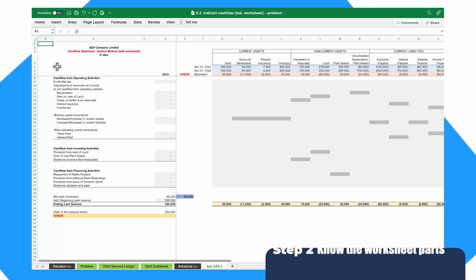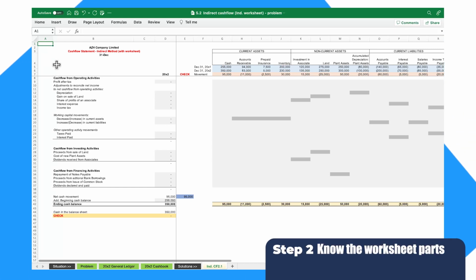For step 2, you need to know the parts of the worksheet tab. I separated this because I wanted to explain in more detail all of the sections that we have inputted in the first step. For this section, you have to bear with me because it will be a little bit technical, but everything will make sense in the end. The worksheet has 6 sections.